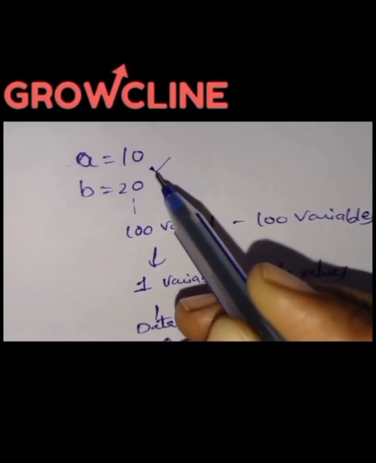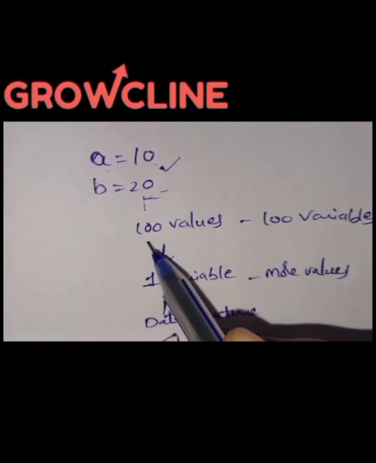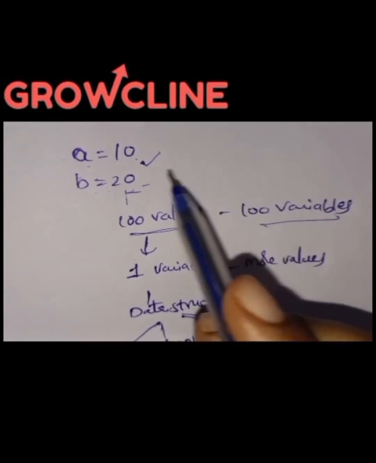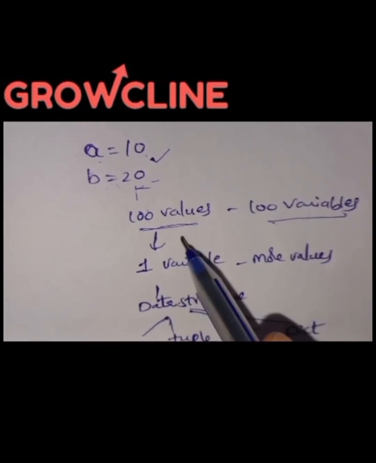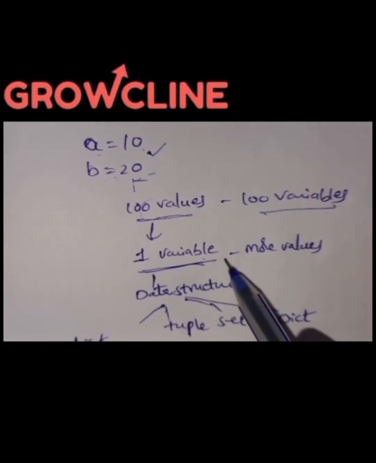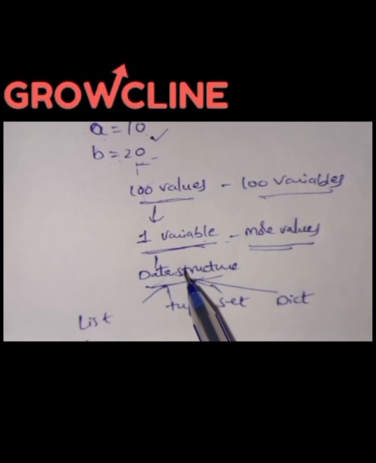Suppose if you want to store two values, then we can store them in two different variables. Similarly, if you want to store 100 values, then we can initialize them to 100 variables. But instead of this, I want to store all these 100 values inside a single variable. If a variable is capable of storing more than one value, then we can call them data structures.